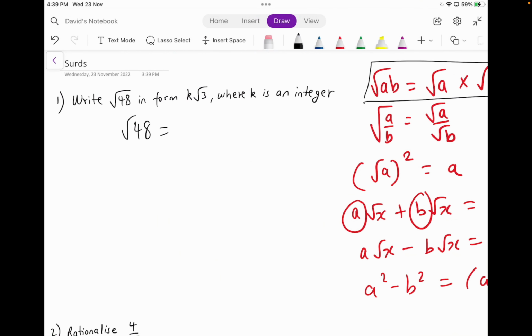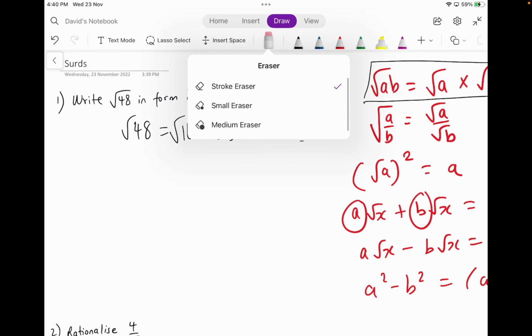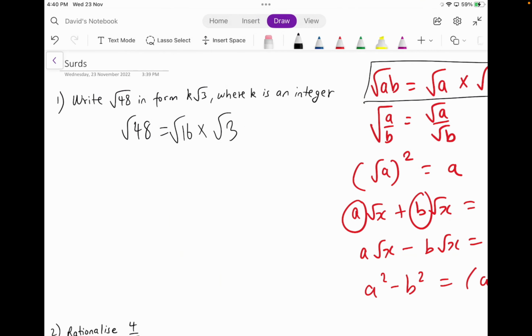So square root 48, if you directly put that in your calculator, you're going to get 4 square root 3. But we have to find out how to show the working. So 48 can be divided by 3. If you do 48 divided by 3, you're going to get 16. So you get square root of 16 times the square root of 3, which we know is square root of 16 times 3, which is going to become 48. So they're equivalent to each other.